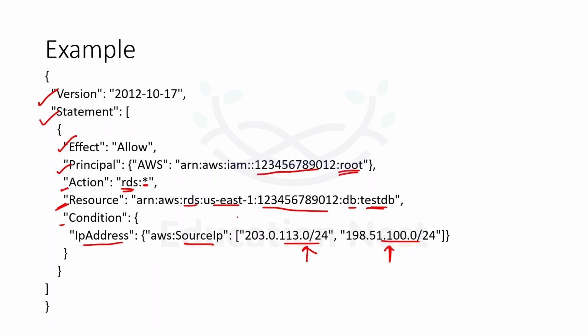I'm reiterating this again for better understanding. We are allowing access to RDS where the root user can perform all the actions on the database called testdb, which is deployed in the US East 1 region, and that too only if the traffic is generated from these particular networks. So this is how you can create your resource-based policies, and you can attach them to RDS.